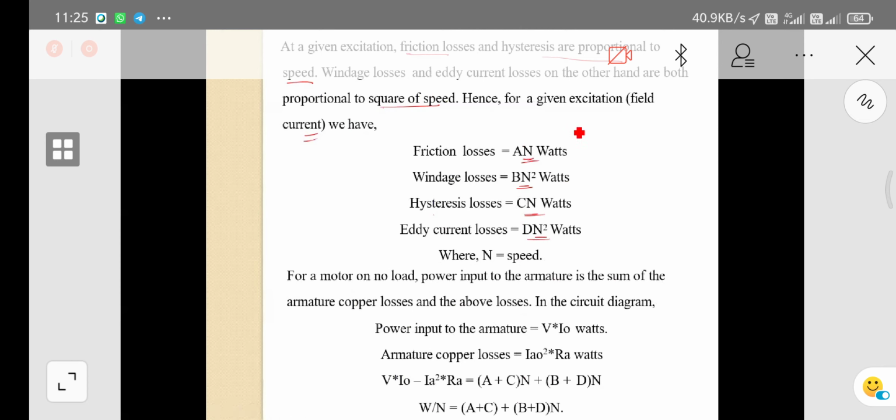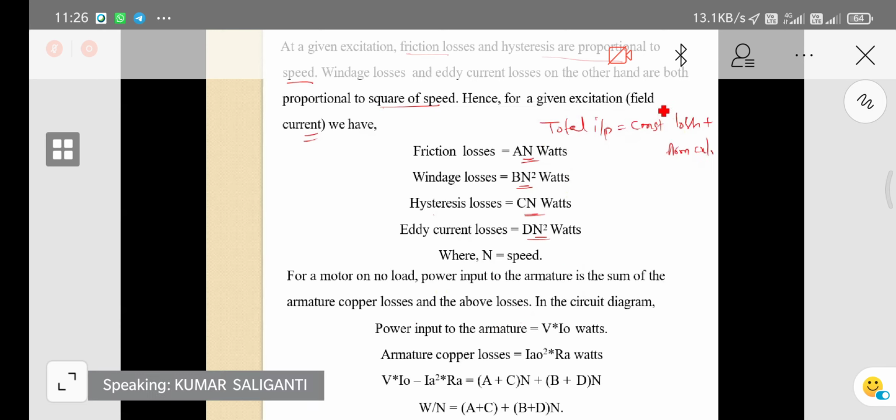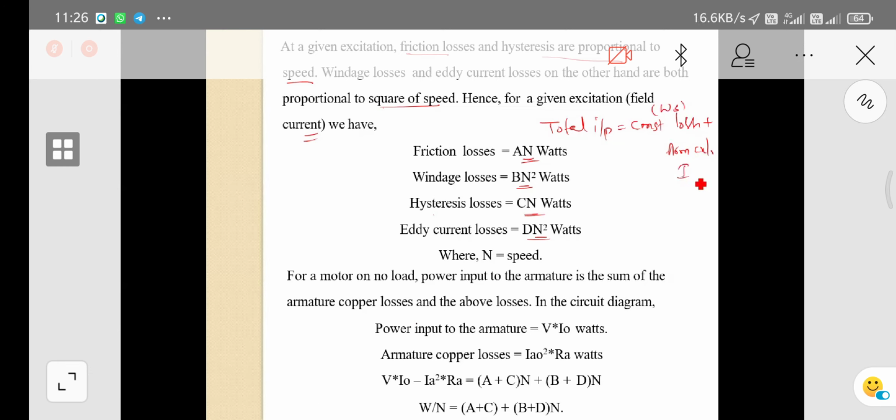If you run the motor on no load, the power input to the armature is the sum of the armature copper losses and the above losses. So the total input equals constant losses plus armature copper losses. The constant losses are nothing but Ws, and the armature copper losses are Ia square Ra.